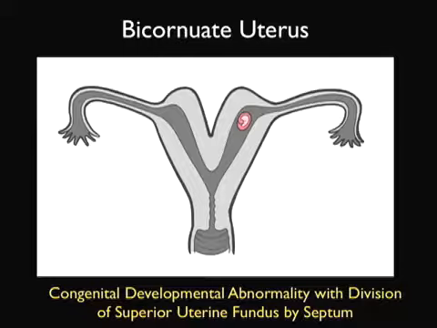Adding to the variability in female human anatomy is the fact that there are a proportion of women who have a bicornuate uterus. The bicornuate uterus, as pictured here in this illustration, is a result of a congenital developmental abnormality of the uterus with a division of the superior uterine fundus by a septum. And what can occur is that patients can have anything from a complete bicornuate, where the septum comes almost down to the cervix, to an incomplete bicornuate, where there's only a small division of the septum into the uterus.